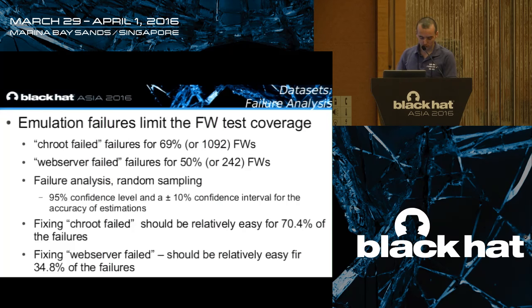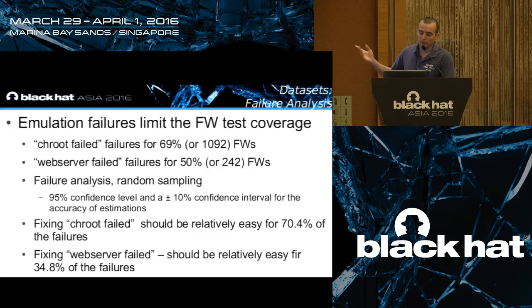Because you saw there are almost 70% chroot failures, where we cannot chroot, and 50% web server failures, understanding the failures helps you understand where your system is constrained and what you can do to improve it. So we did failure analysis. From all these failure logs, we took a random sampling and selected a number of logs which correspond to 95% accuracy and a 10% confidence interval.